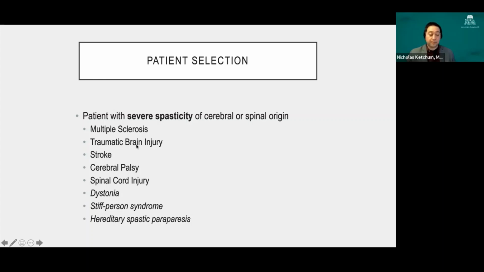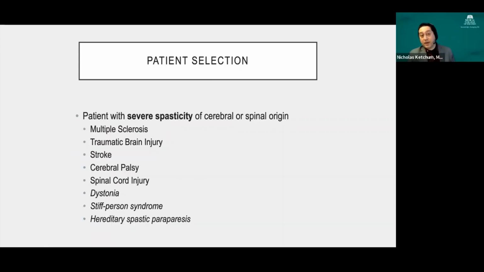The caveat to this is, for whatever reason, our FDA has approved traumatic brain injury only after 1 year since their injury. Now we use it much sooner than 1 year, but for the labeling, 1 year is the earliest you should do an intrathecal pump implant per the FDA. Other indications for intrathecal baclofen therapy or intraventricular baclofen therapy include generalized dystonia, hemidystonias, stiff person syndrome, hereditary spastic paraparesis, and a host of other conditions that we've seen. But by and large, our two highest populations at our center are patients with multiple sclerosis and patients with spinal cord injury.